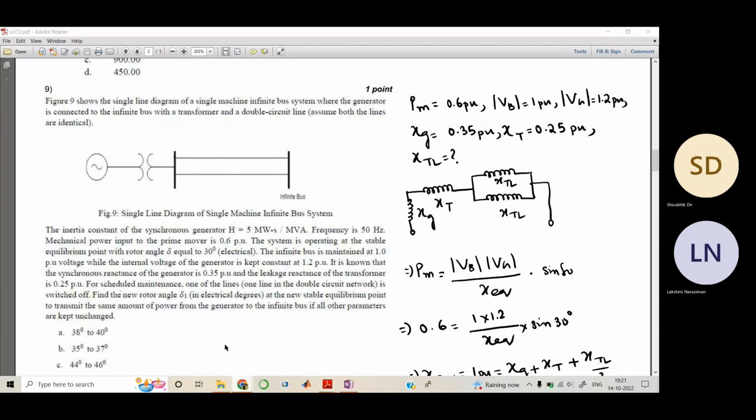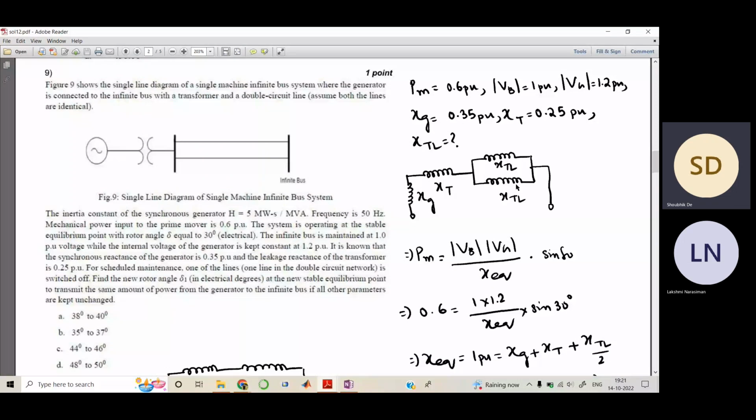Now this is the diagram, a very simple diagram. This is the generator, this is the transformer, and these are the two transmission lines. One thing you will see here is that we don't know the impedance value of these transmission lines in per unit, so we have to find that out.